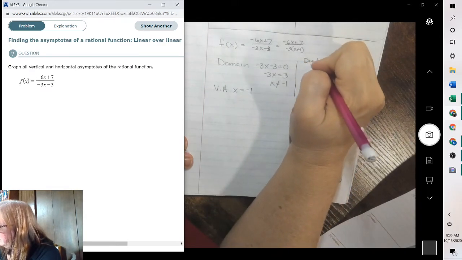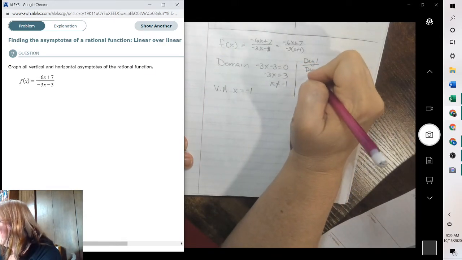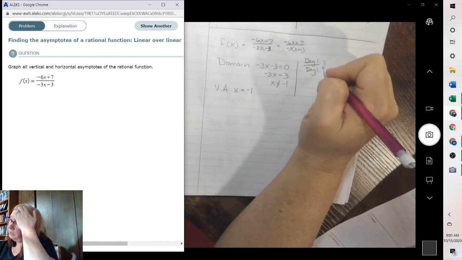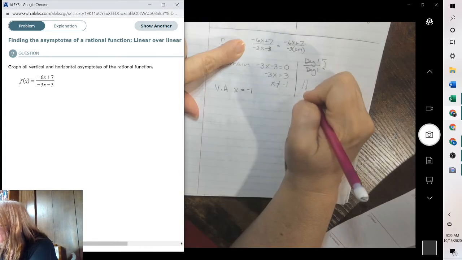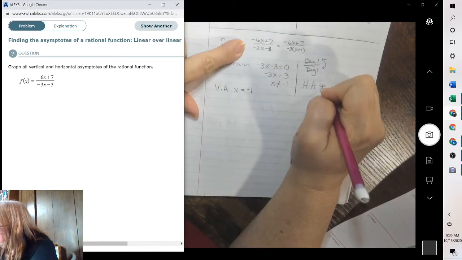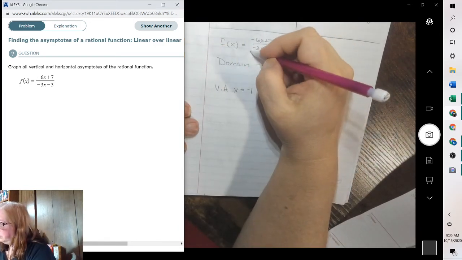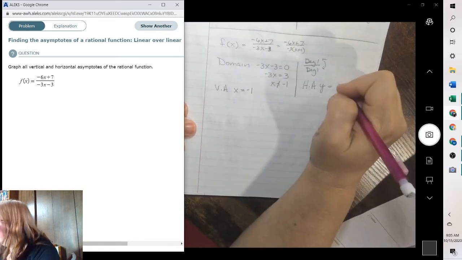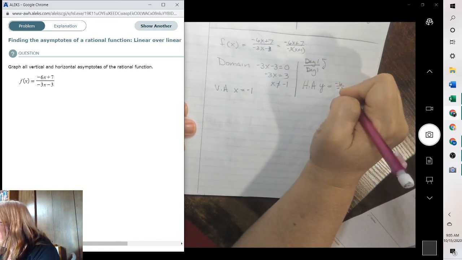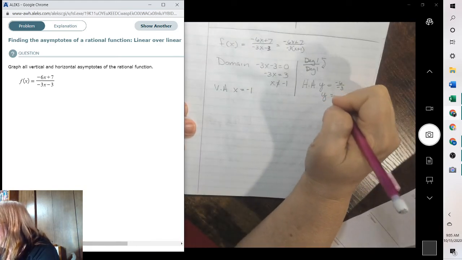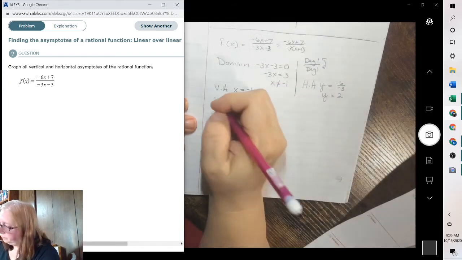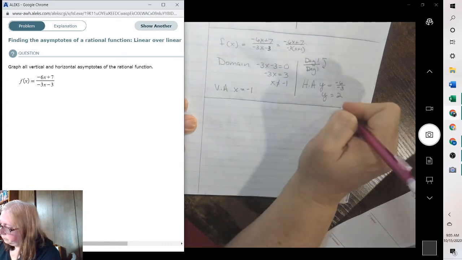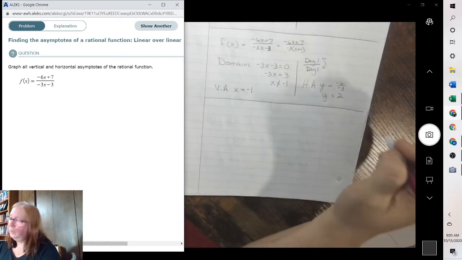The degree on the top is 1, the degree on the bottom is 1. When these are the same, they reduce, so we take these two terms. The x's will cancel. We have a -6 over a -3. So y equals a +2. And that's all that's to those.